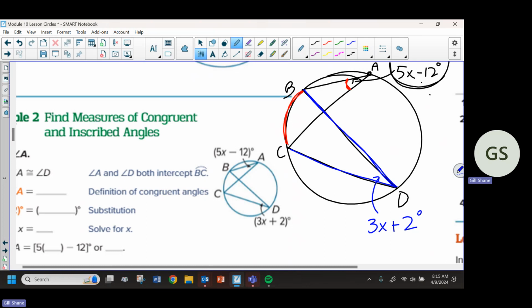It intercepts the same arc, right? It's the exact same arc. So we know that twice this would be that. If we go backwards, half of this arc is this, half of this arc is this. They intercept the same arc. We're going to get to the same point no matter what. Yeah, I know it gets confusing. I told you we were going to start getting tougher stuff.